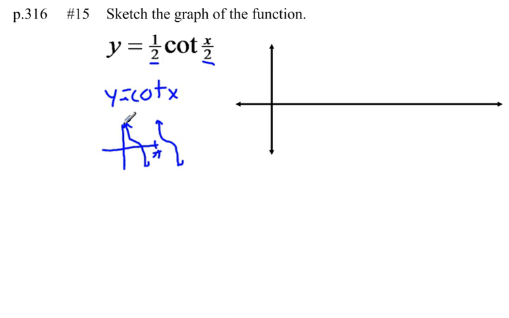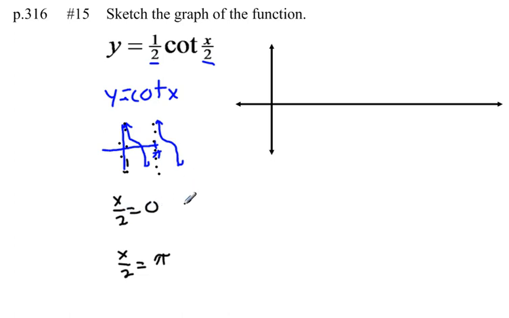Well, let's just think about where my original asymptotes are. One asymptote is at x equals 0. One is at x equals pi. So what I can do is set x over 2 equal to 0 and set x over 2 equal to pi. And if I solve both these for x, I'll know where my asymptotes of my new function are at.